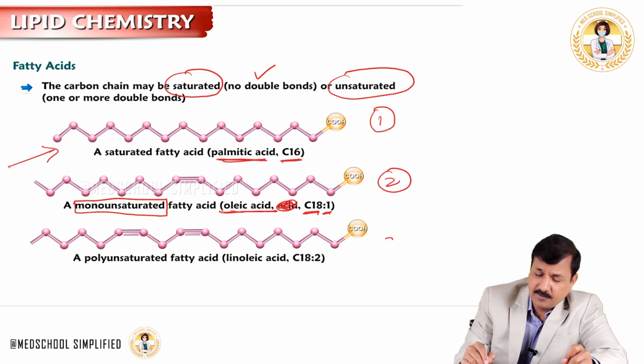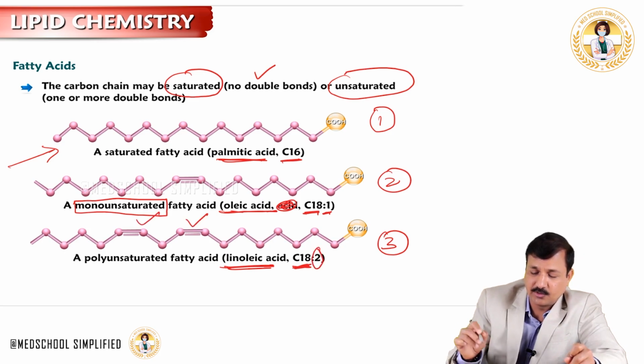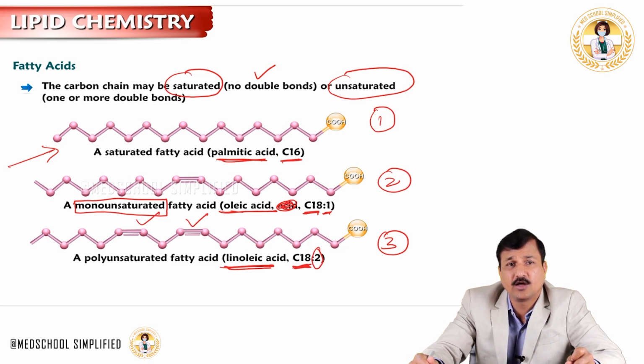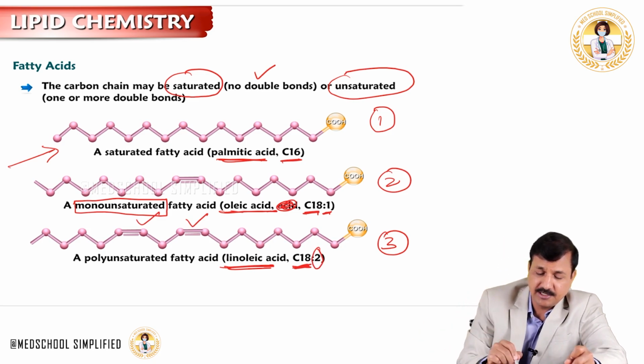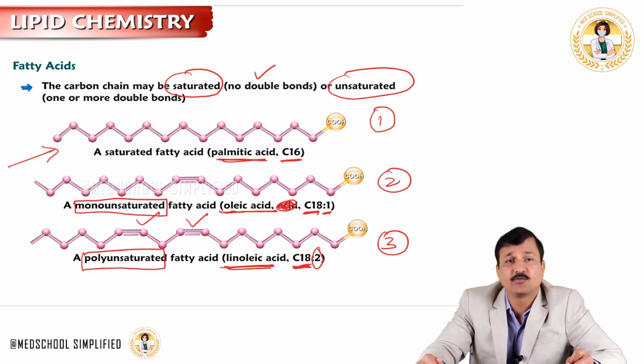And then look at number 3. Number 3 is linoleic acid. Linoleic acid has 18 carbons, but you see 2 double bonds in this fatty acid. That's why number 2 is written here, C18 colon 2. Okay, so that means it is a polyunsaturated fatty acid. More than one double bond, we simply call it polyunsaturated.